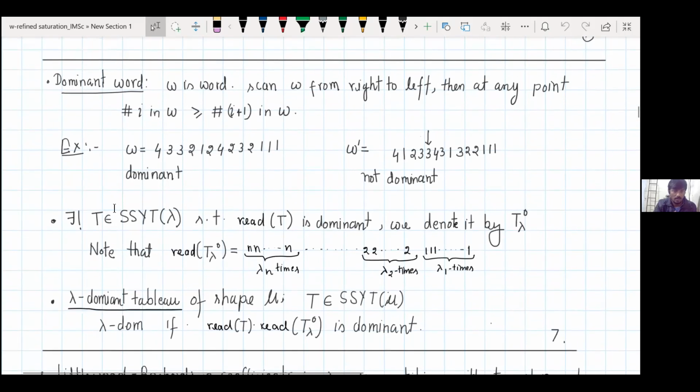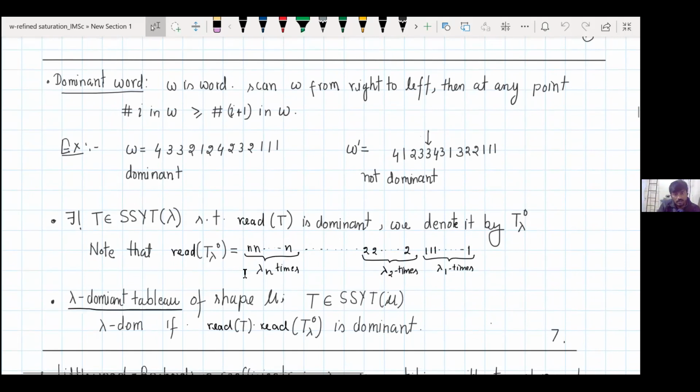And in the collection of all semi-standard Young tableaux of a fixed shape lambda, there exists a unique tableau T whose reading word is dominant, and that tableau we denote T lambda naught.